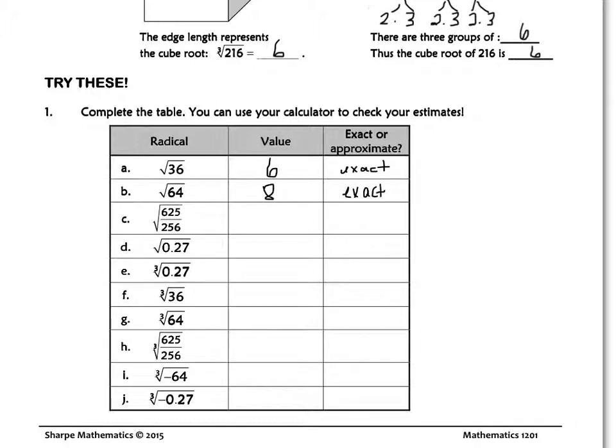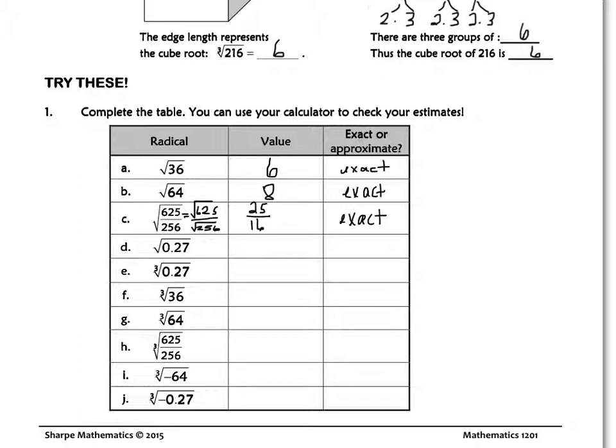The square root of 625 over 256, you can break that down into the square root of 625 over the square root of 256. The square root of 625, I believe, is 25. I'm going to check that. And the square root of 256, 16? Yes. So that would be 25 over 16, which is again the exact answer. I know it's a fraction, but that doesn't mean it's not an exact answer. That is the exact answer.